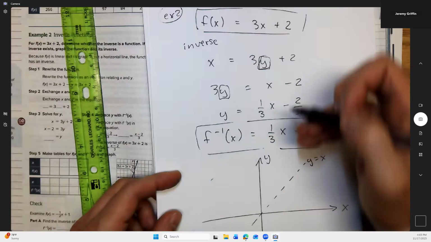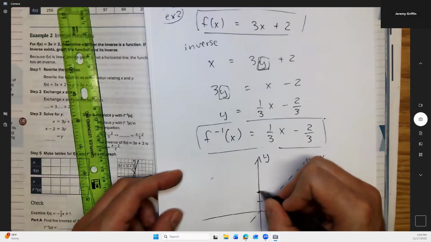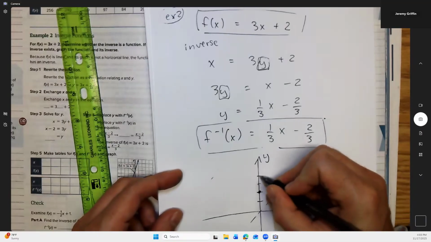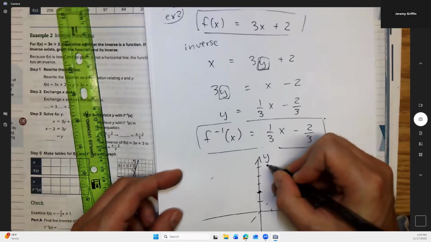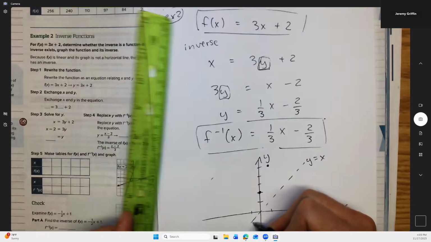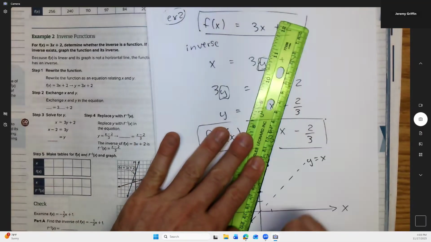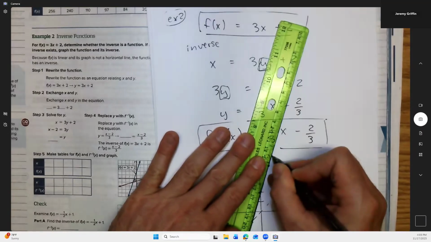Now, 3x plus 2. I'll go up 2, and there's a point there, its y-intercept. If I go up 3 more and then over 1, that's a point. Or if I go down 3, back 1, that could be a point just like right there. So here's the original function. I'm drawing that original function in black.